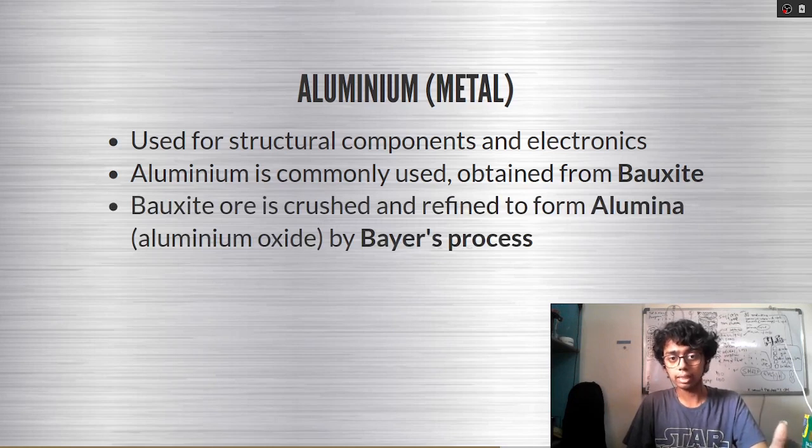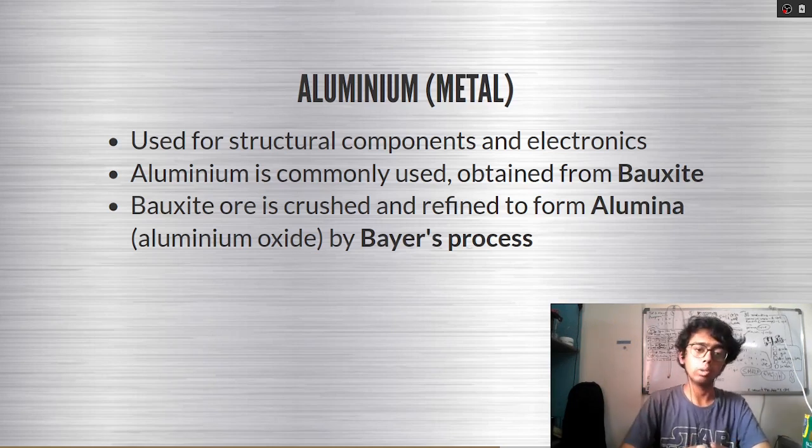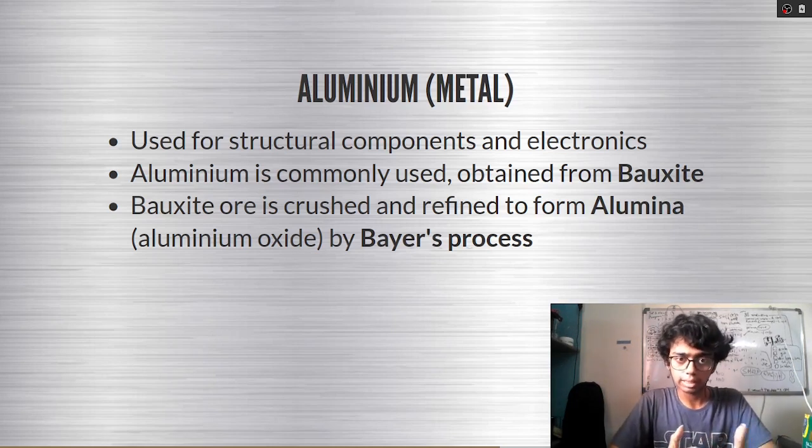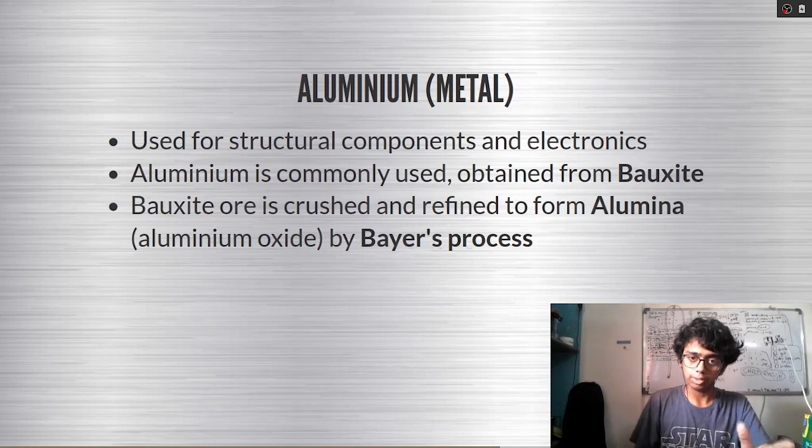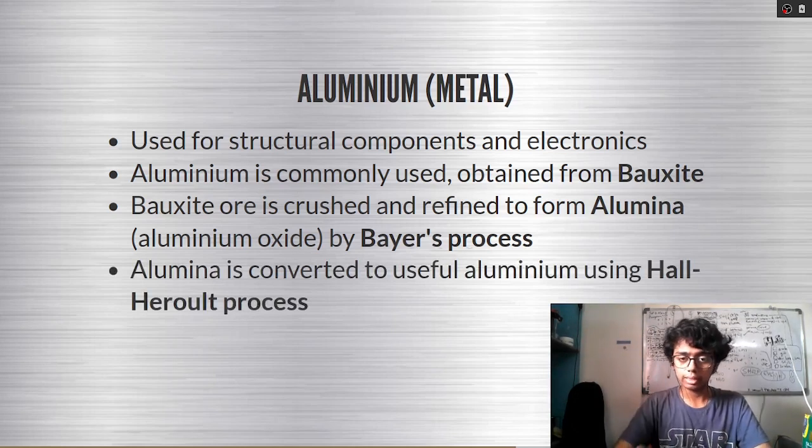Bauxite ore is obtained from quarries and mines. It is mined and refined to form alumina, which is aluminium oxide, using Bayer's process, and then it is converted to useful aluminium using the Hall-Héroult process.